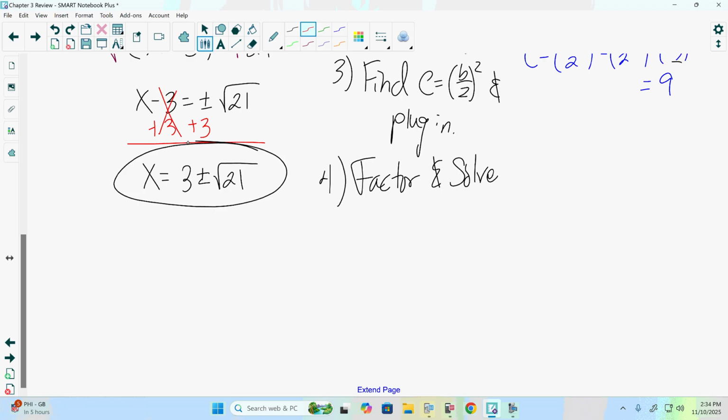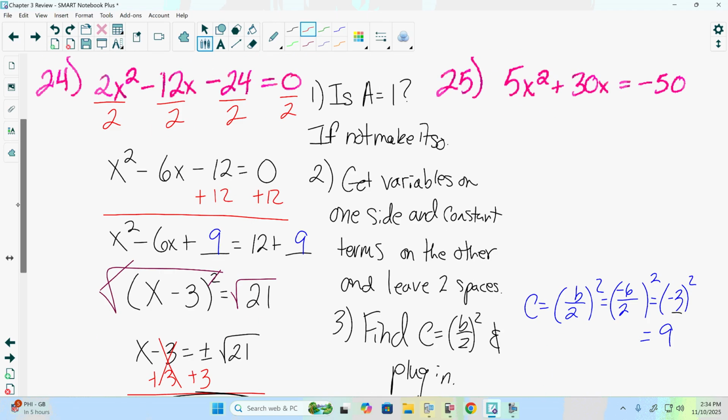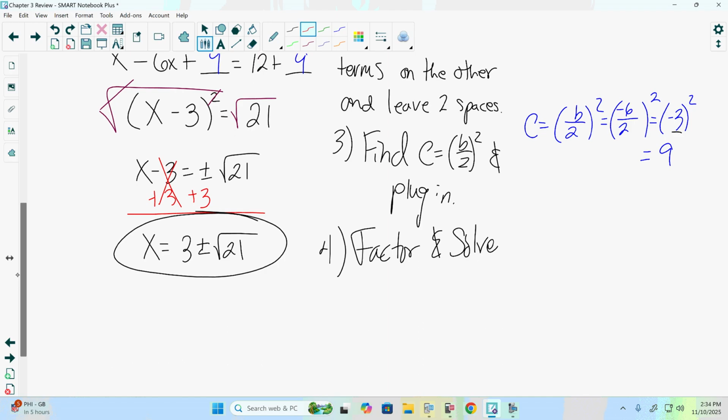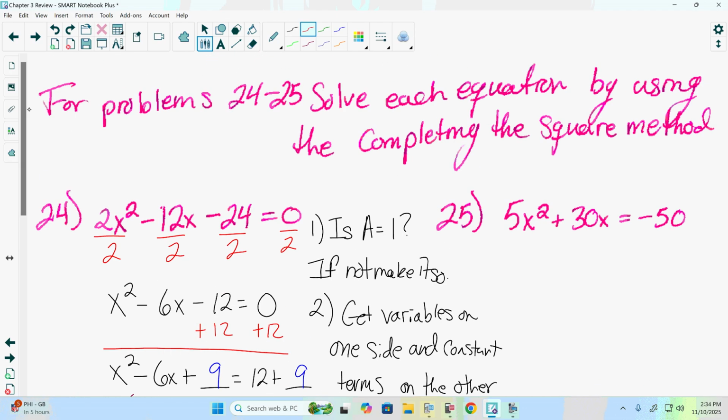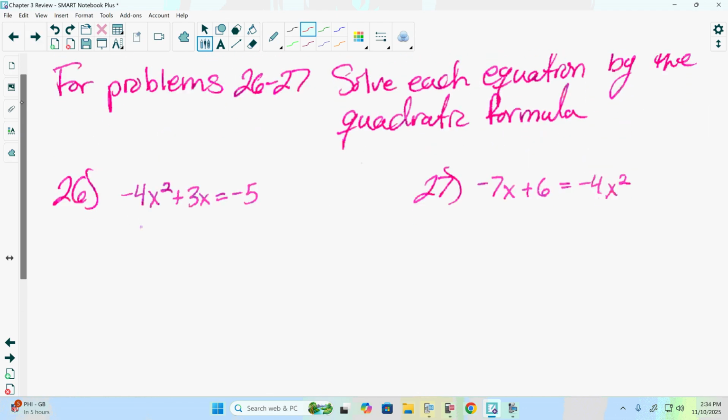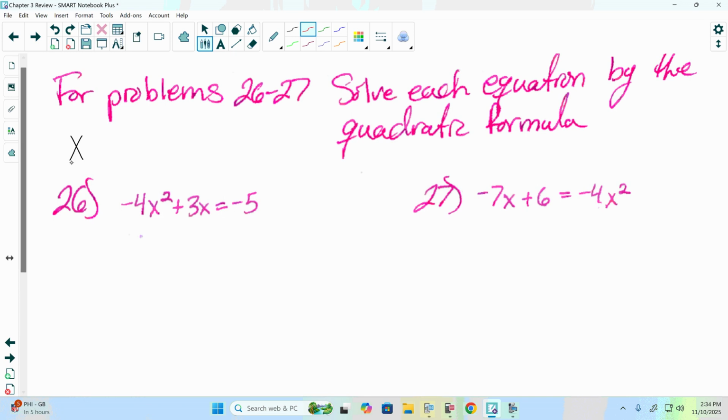Questions on this here? Questions on anything we've done so far? Questions on how we completed the square? Quadratic formula.